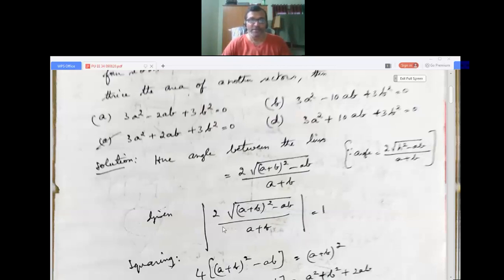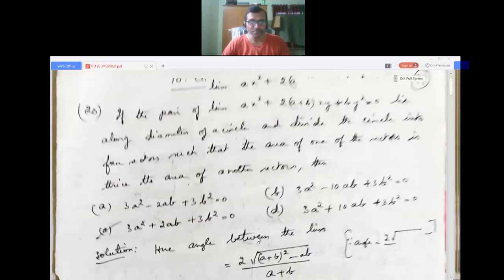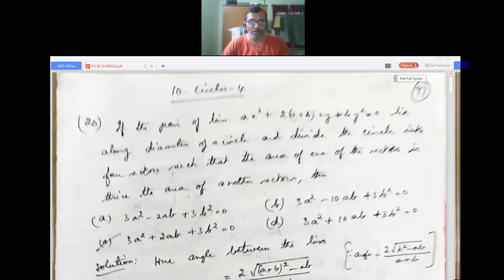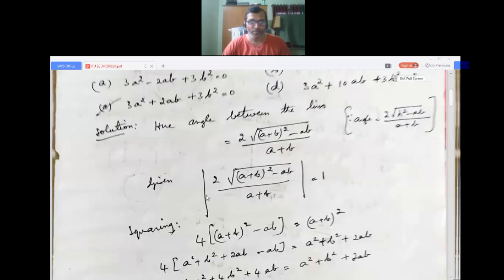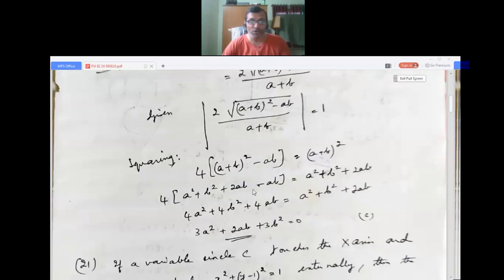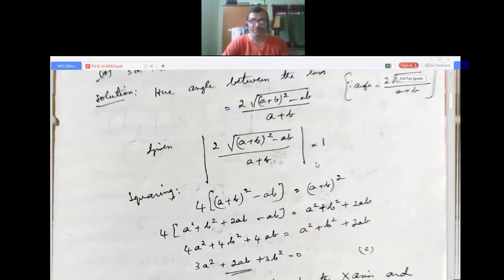It is given that there are 4 sectors, such that the area of one of the sectors is thrice the area of another sector. So in that case, we take the angle between them as 1. Given this absolute value equal to 1.